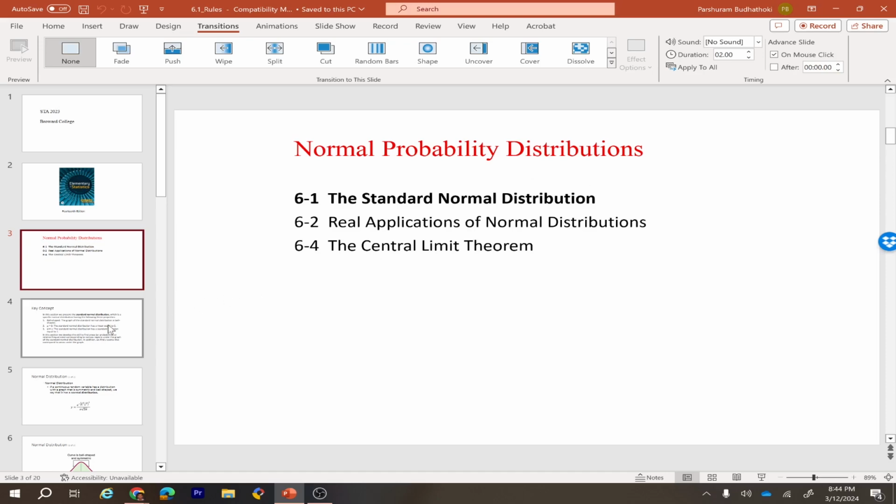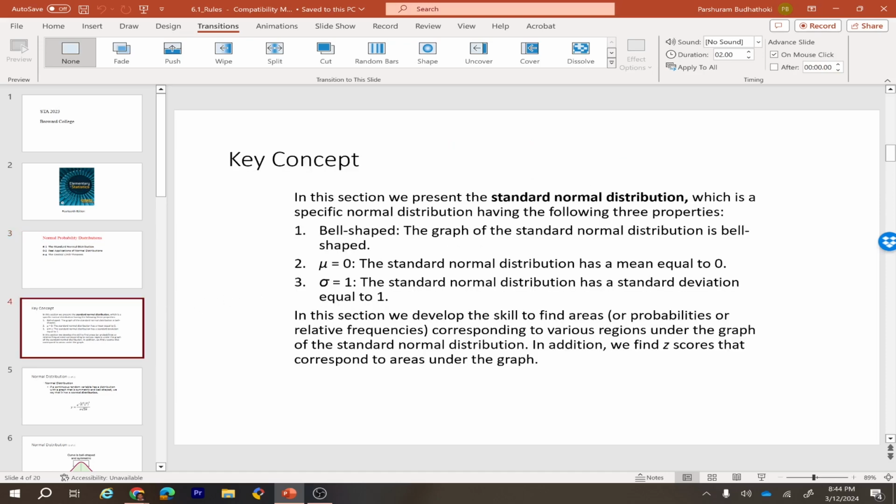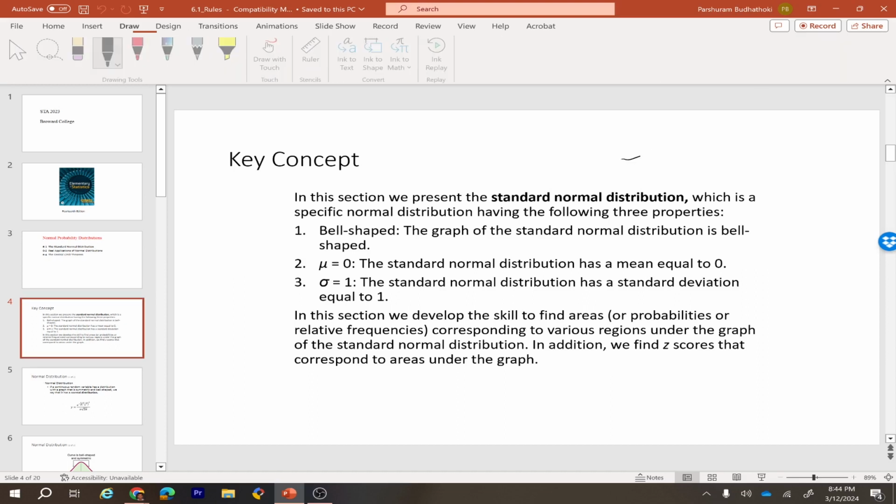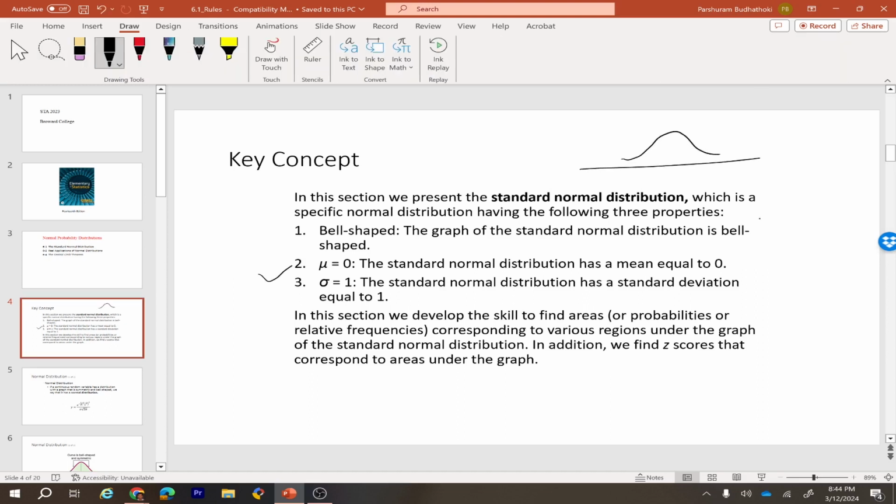This is the standard normal distribution. First of all, the graph of the standard normal distribution looks bell-shaped. If you have a normal distribution with center at 0 and standard deviation 1, that's called the standard normal distribution. We are going to use the standard normal distribution in this section.